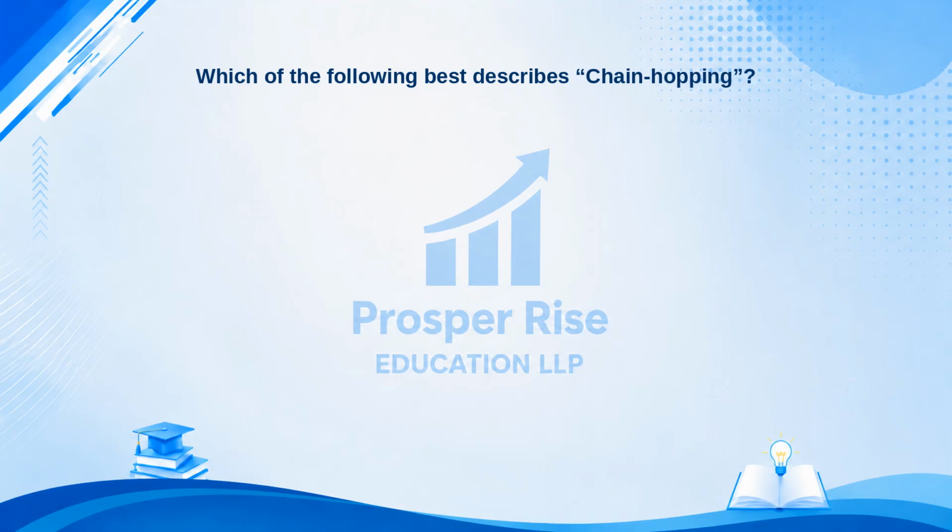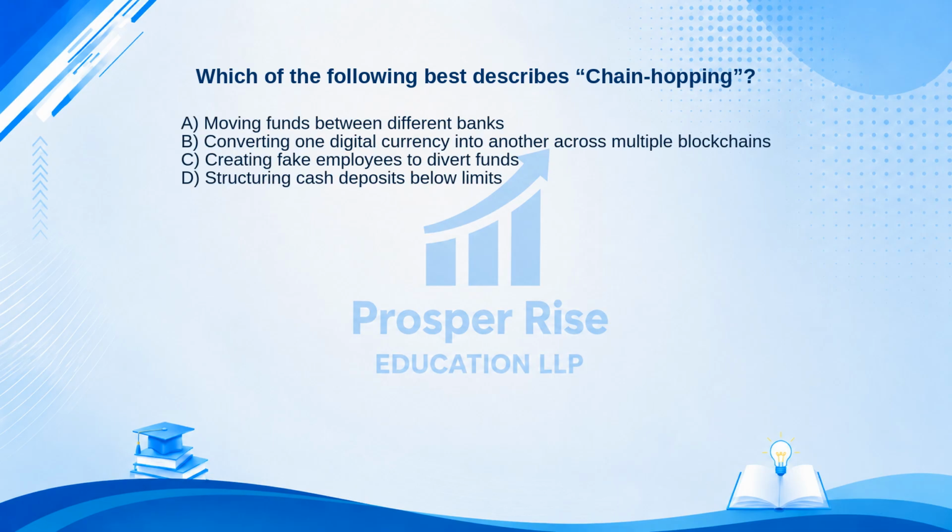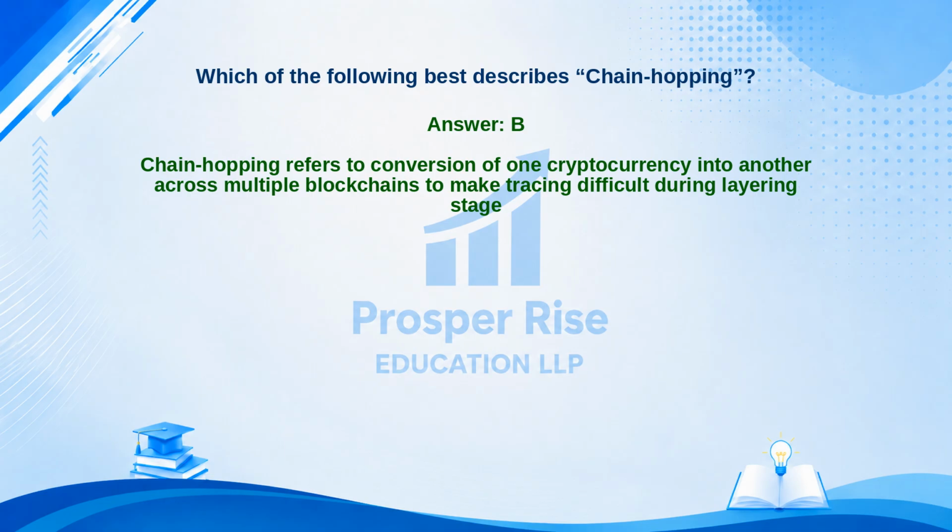Let's tackle this exam question. Which of the following best describes chain hopping? Here are your options. A. Moving funds between different banks. B. Converting one digital currency into another across multiple blockchains. C. Creating fake employees to divert funds. Or D. Structuring cash deposits below limits. Take a moment to pause the video and decide. The correct answer is option B. Let's see why. Chain hopping refers to conversion of one cryptocurrency into another across multiple blockchains to make tracing difficult during layering stage.